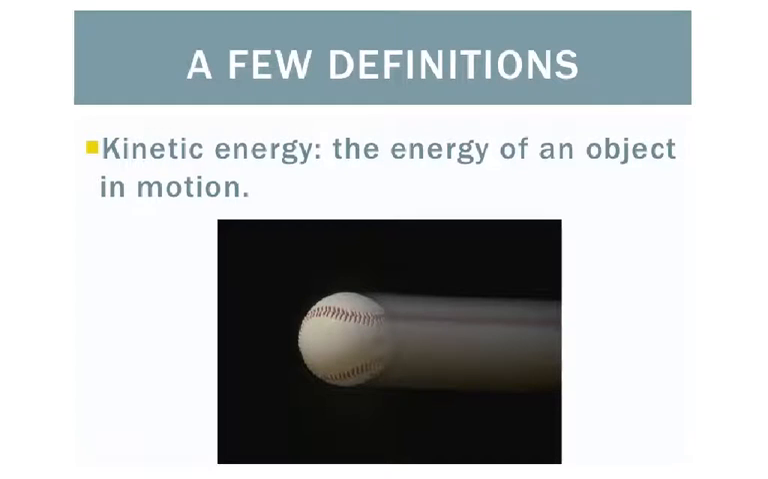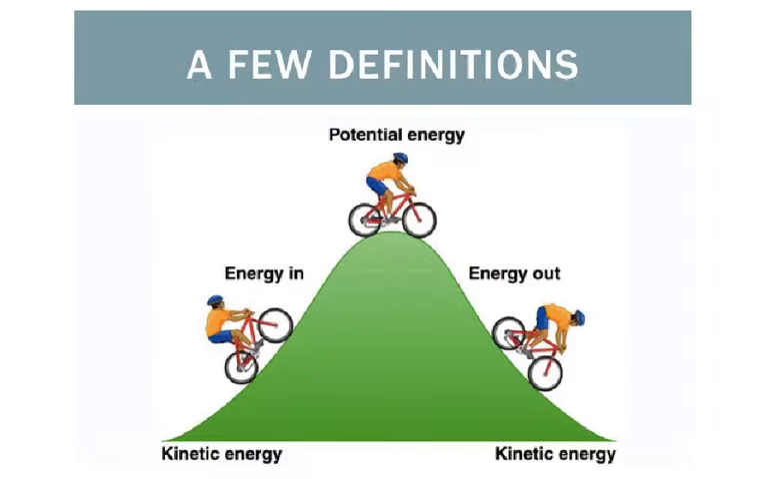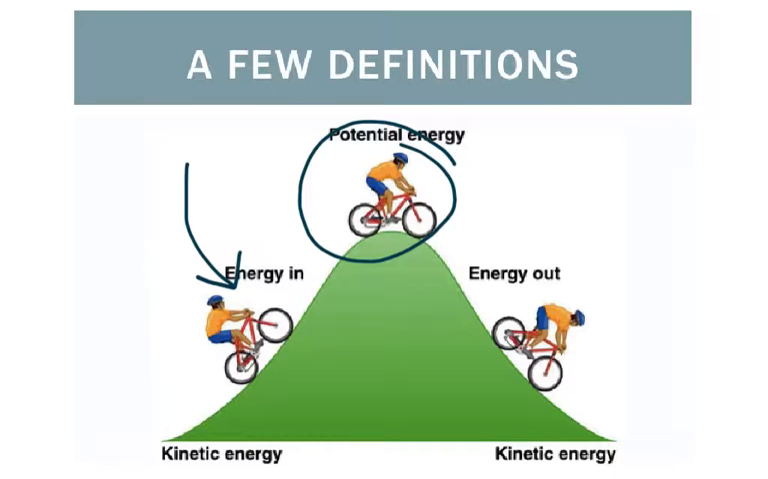Kinetic energy is the energy of an object in motion. So now let's compare potential energy and kinetic energy. This guy at the top of the hill, if he's not moving, if he's just sitting there, has a high potential energy. When he's going up, he's moving, so he has some kinetic energy there, and then he has some kinetic energy here when he rolls down the hill.